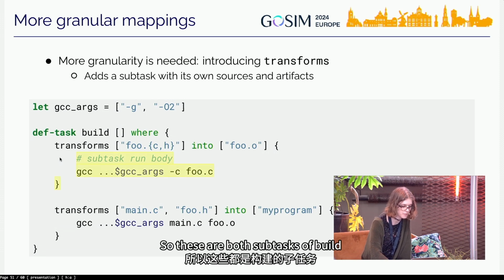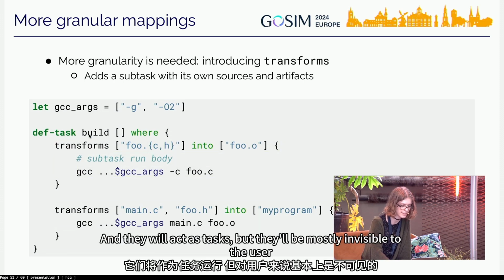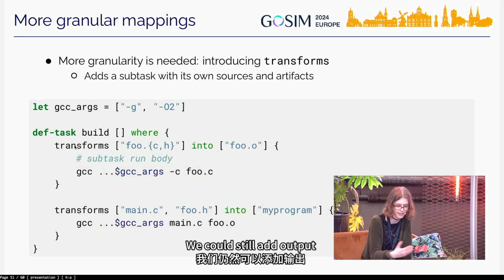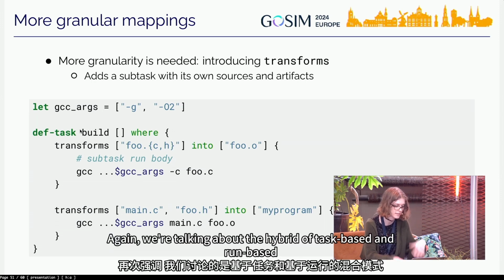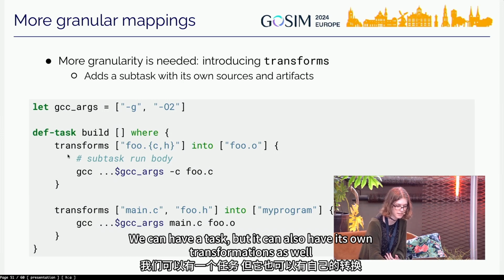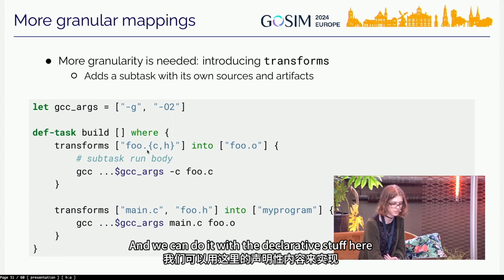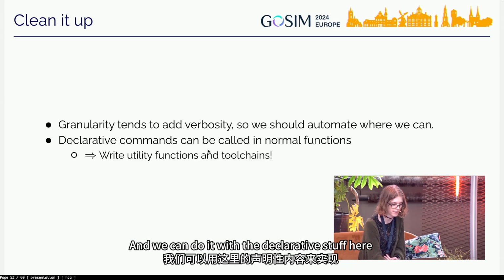So these are both subtasks of build, and they will act as tasks, but they'll be mostly invisible to the user. We could still add output, but this allows us to have, again, earlier when I was talking about the hybrid of task-based and run-based, we can have a task, but it can also have its own transformations as well, and we can do all sorts of declarative stuff here.